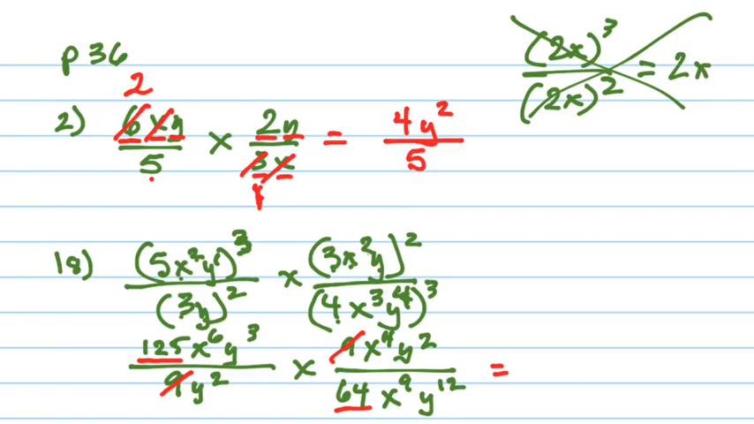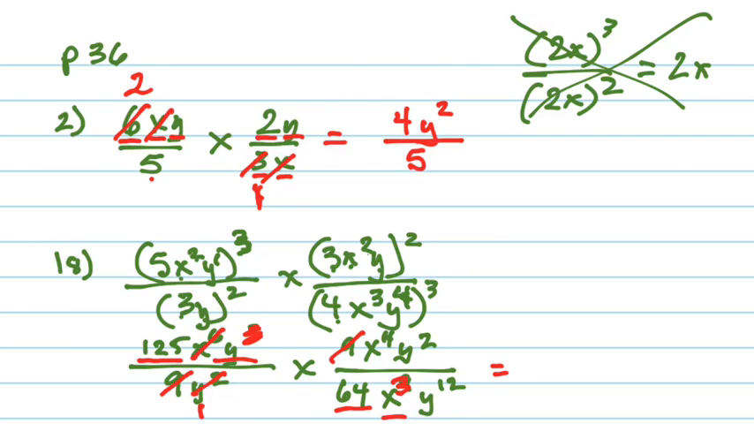Just say no. It's going to be 125. The 64 is going to stay the same. Oops, sorry, I'm trying to take a shortcut. X to the 6, there's no x in the bottom here, but there's x to the 9 in the bottom there. So x to the 6 will divide away, and this will become x to the third. Y to the third and y squared. The y squared is going to divide away. That leaves me a 1 in the bottom, and just a plain old y in the top.